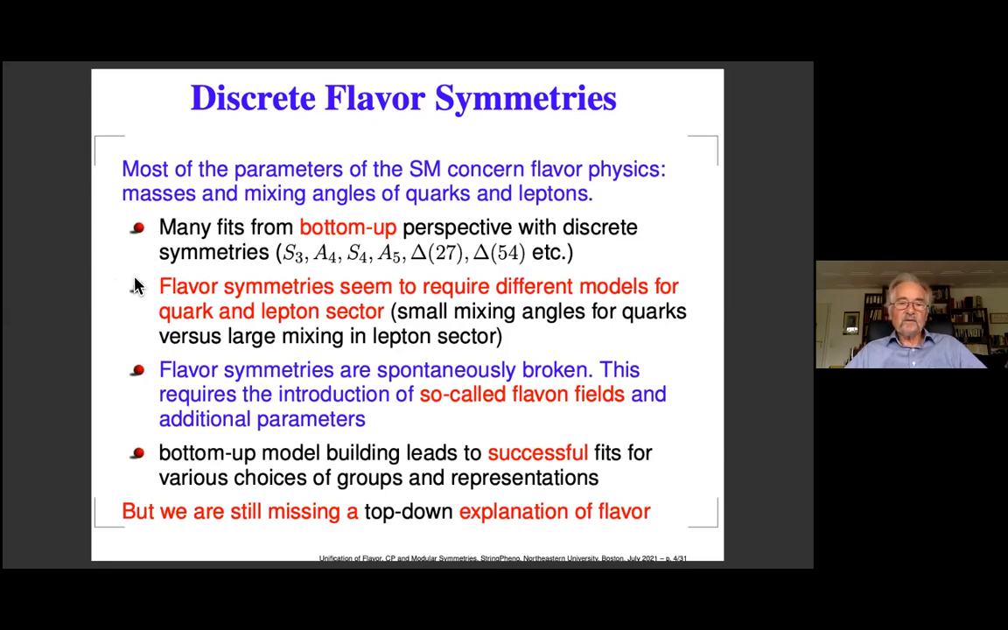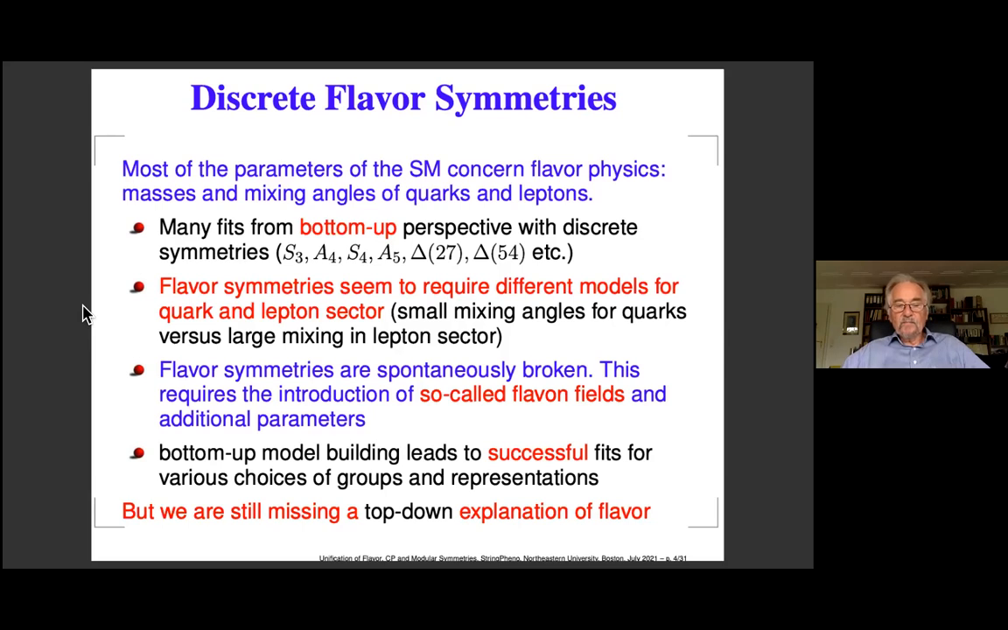One aspect of flavor symmetry is the fact that quark and lepton sectors seem to require different models for flavor. We have small mixing angles in the quark sector. The mixing angles are all small, whereas in the lepton sector, we have some large mixing angles between the different species. In addition, of course, flavor symmetries are spontaneously broken, and they require the interaction of so-called flavon fields that lead to a spontaneous breakdown of the flavor symmetries.